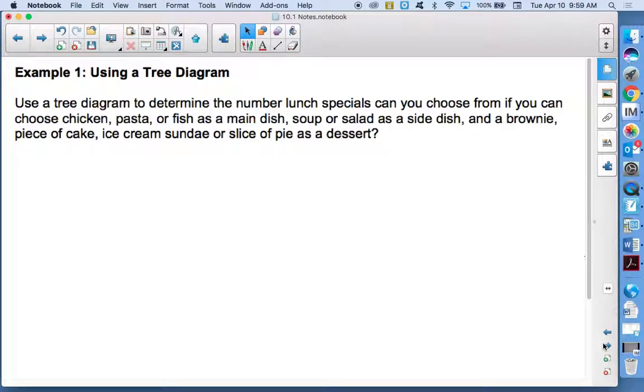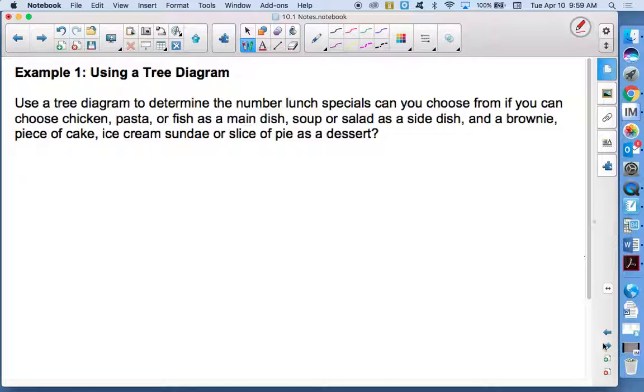So today we're going to talk about 2 different things. The first thing is called the counting principle. And to kind of introduce you or to remind you about that, we're going to create a little tree diagram. A tree diagram starts off with essentially like your stump, like a tree, and it branches off and continues to branch off and continues to branch off. In this case, we're going to use a tree diagram to figure out how many lunch specials you could choose from if you have chicken, pasta, or fish as a main course or a main dish.